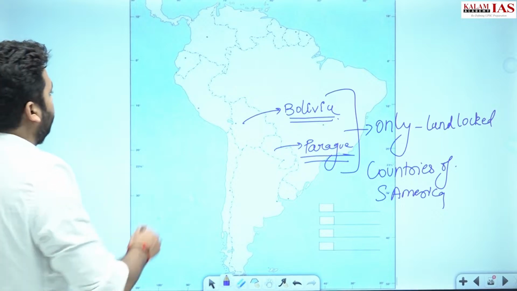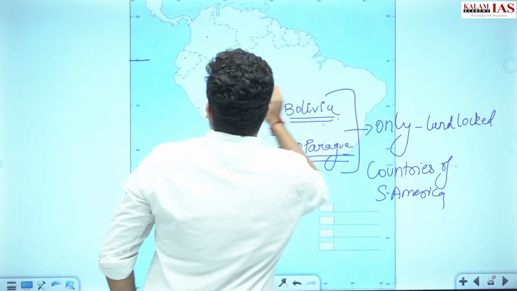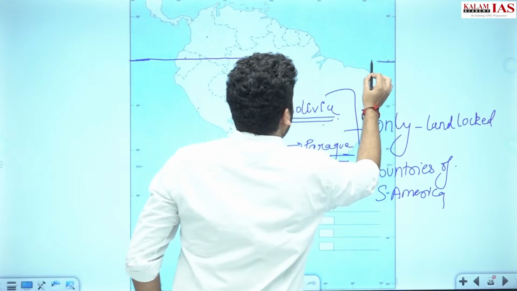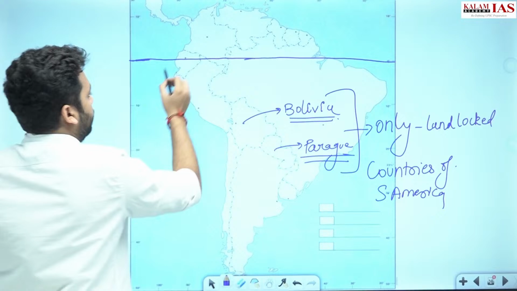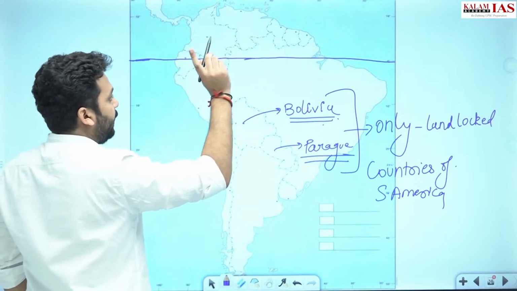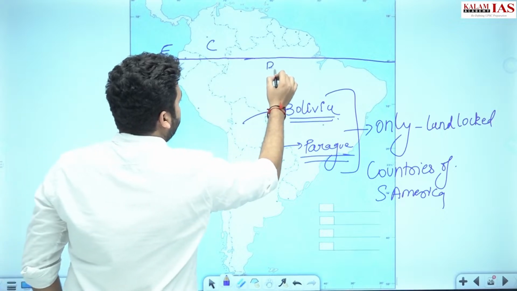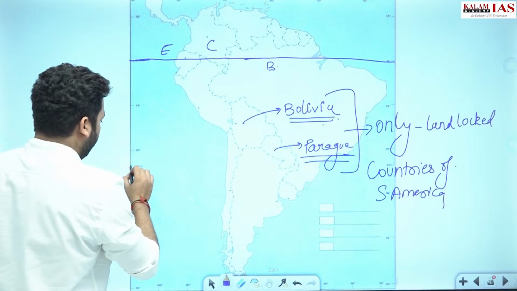So we can see that the equator is passing through. We discussed England Cricket Board: E, C, and B. These three countries are on the equator. Then we have the Tropic of Capricorn also.